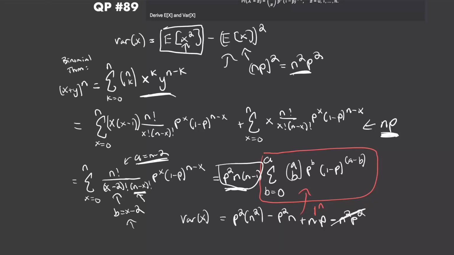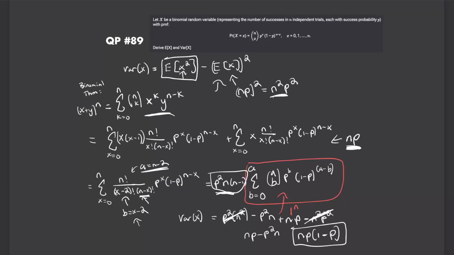So it looks like I did it right. These are going to cancel right here, and we're going to be left with np minus p squared n, and then we can factor out an np, and then we're going to get 1 minus p, and look at that, that is our variance. Okay, so that was a ton of different ways to derive the expected value and variance, and in every single step we used a lot of stuff that we've already learned, right? So it was a good problem.